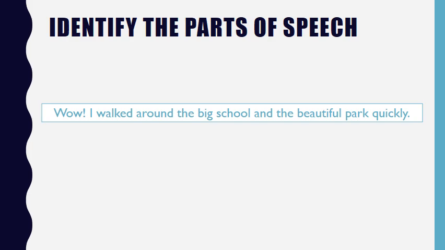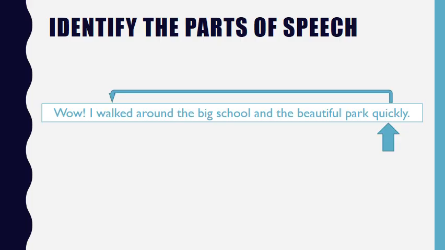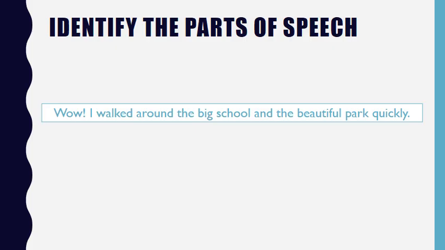Identify the adverb used in the sentence. The adverb quickly describes how the author walked around the school. Identify the preposition in this sentence. The word around could be used as an adverb in another sentence. However, because nouns immediately followed the word around, then it is considered a preposition. The preposition describes where they walked. Where did they walk? Around the big school and the beautiful park.